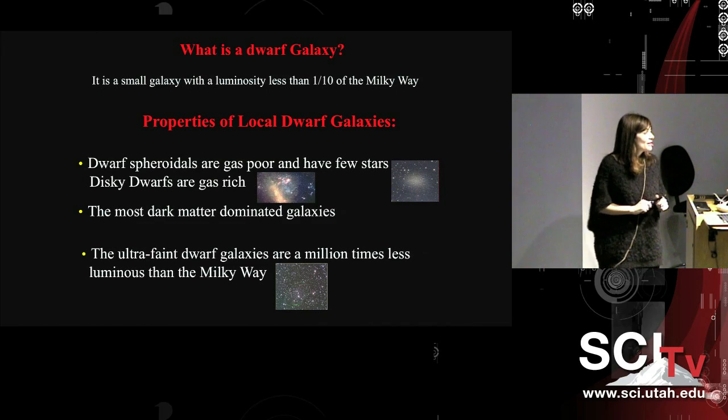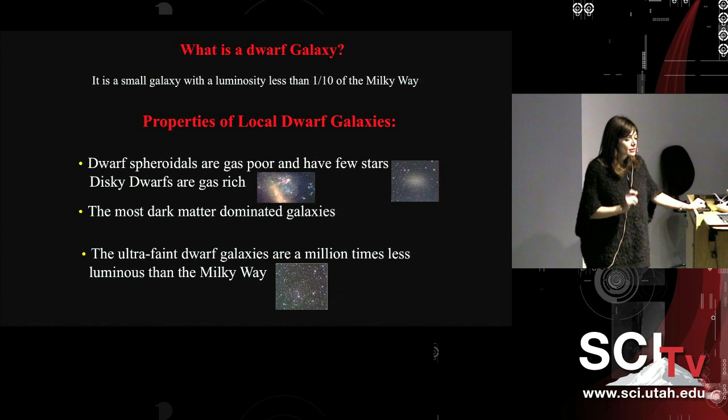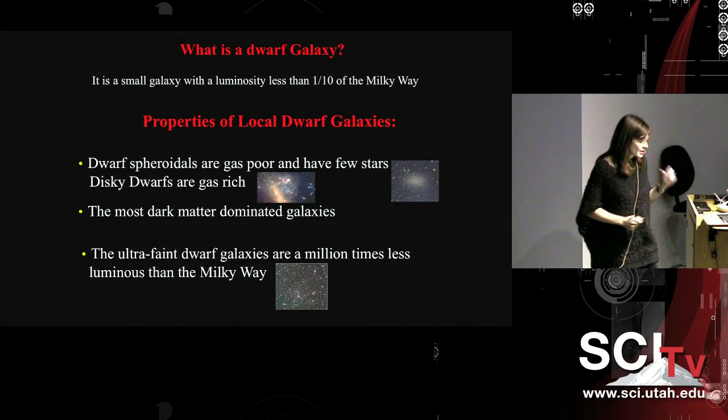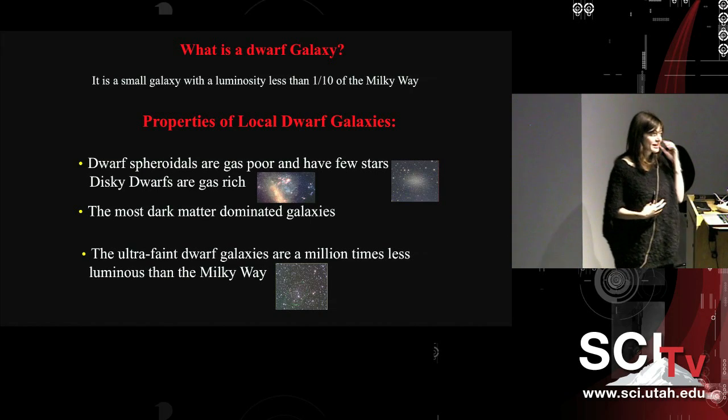When we go to the dwarfs, it's even more dramatic. These dwarf spheroidals seem to have a very tiny percentage of visible matter. We just see a few thousand stars, but the rest we believe should be completely dark matter. So they are interesting for another reason: why do they manage to be more dark matter dominated than our galaxy? What's the difference? Why are they so small? What happened? There must be a much more efficient process happening there than in our Milky Way.